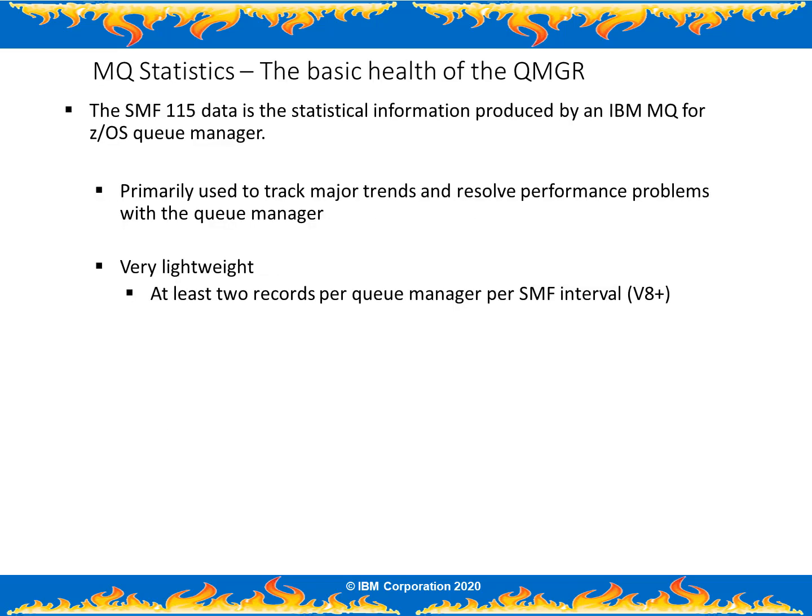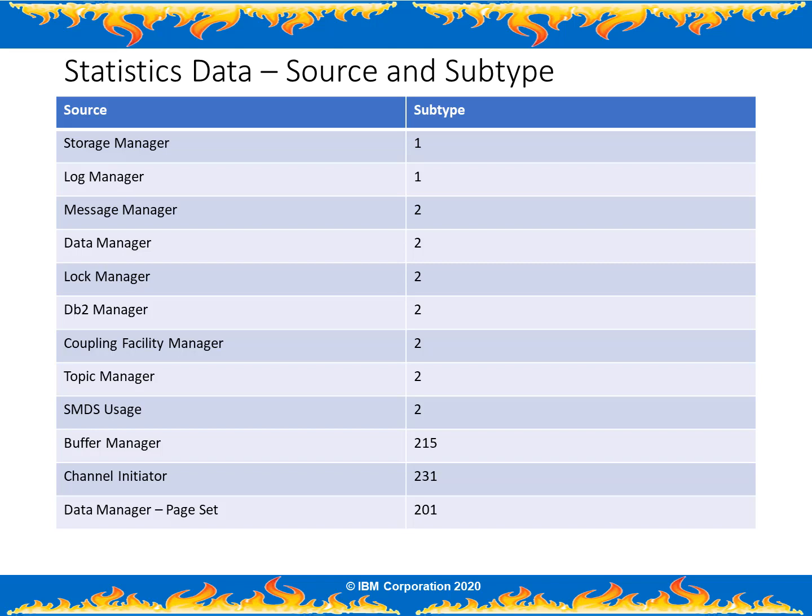The MQ statistics provide information about the basic health of the Q manager, how it's operating, how resources are being used and sometimes abused, and a basic count of the number of API requests that have come through. It is very high-level data. It's very lightweight. It's primarily used to track major trends and provide information to resolve some gross performance problems within the Q manager or channel initiator themselves. These should always be gathered and should be kept for a while. They can help with trend analysis and capacity planning as well. This is just a list of the source and subtype of all the statistics data that we have.